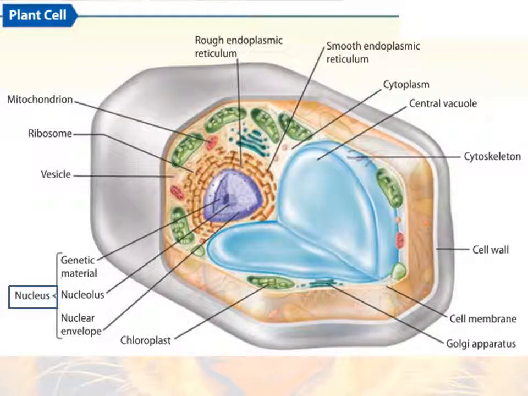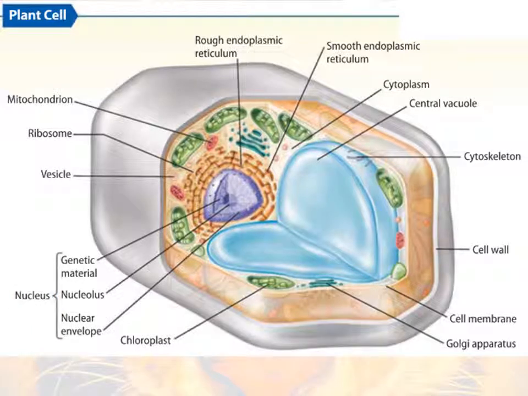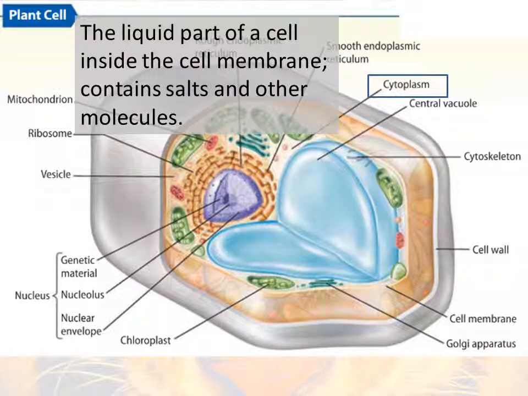Next up is the nucleus. The nucleus directs cell activity and contains genetic information stored in the DNA. Up next, we have cytoplasm. The cytoplasm is the liquid or sometimes jelly-like part of a cell that is inside the cell membrane. It contains salts and other molecules.